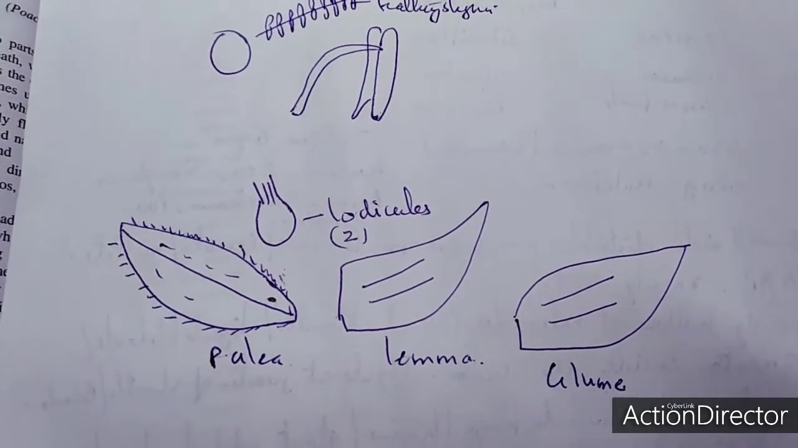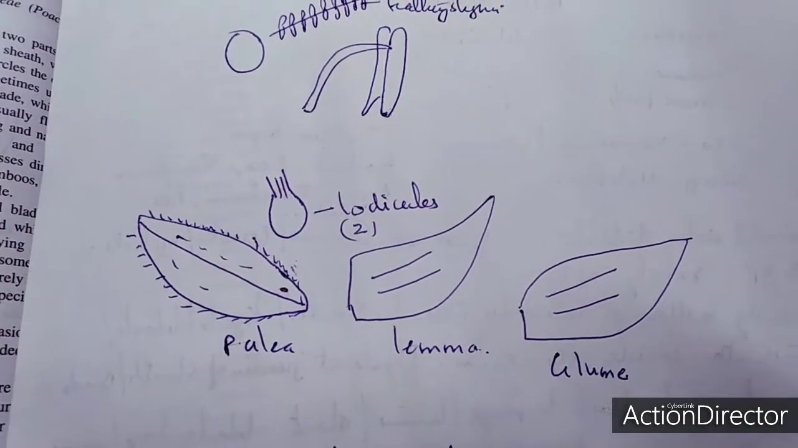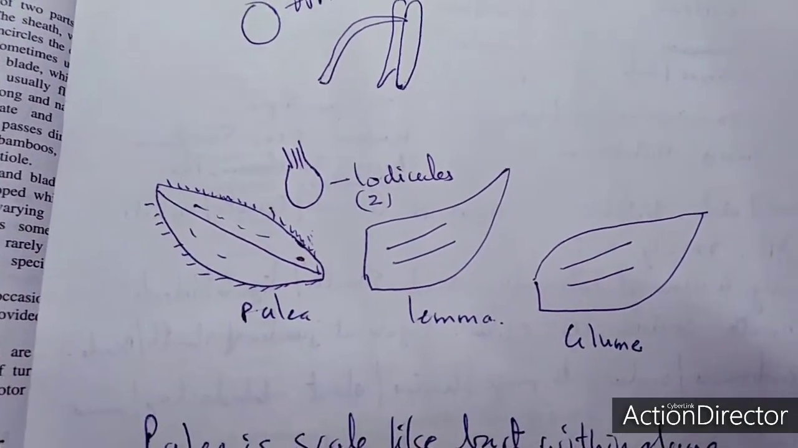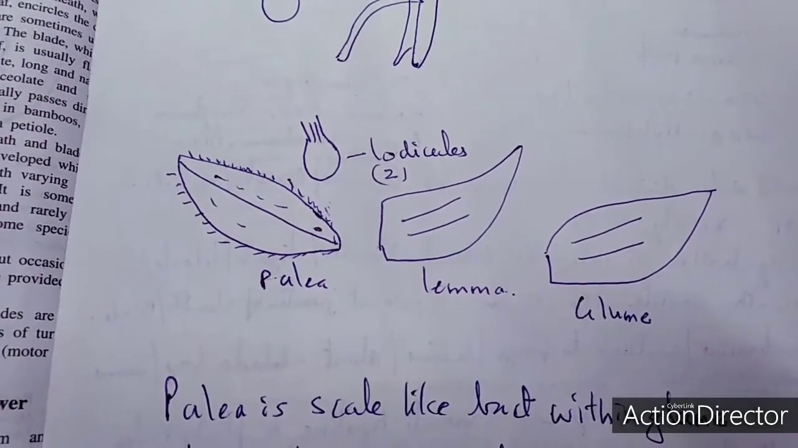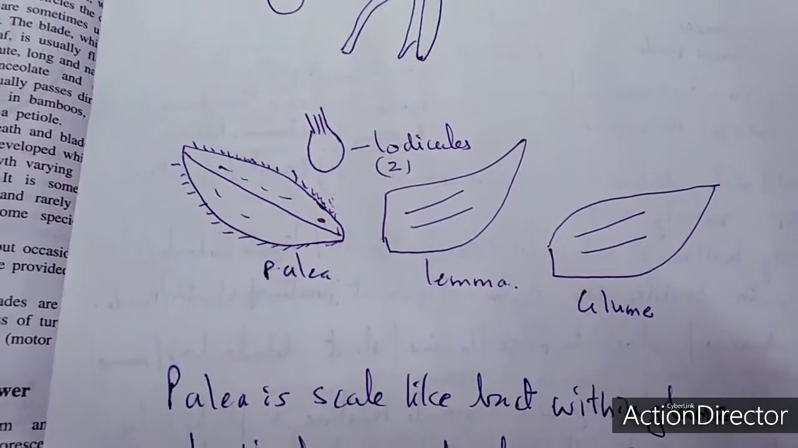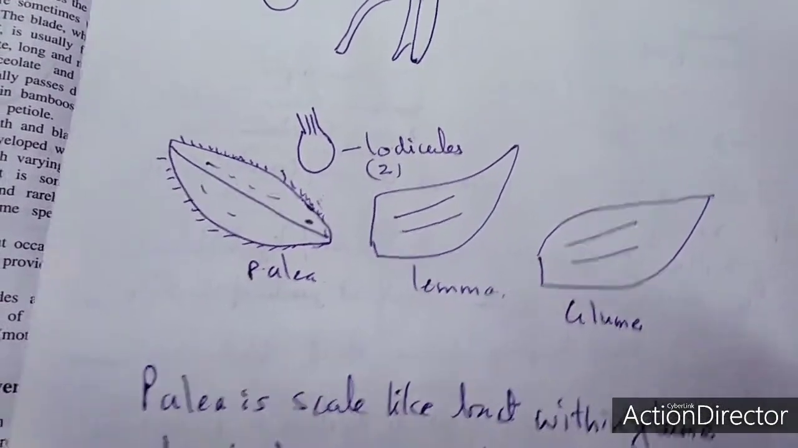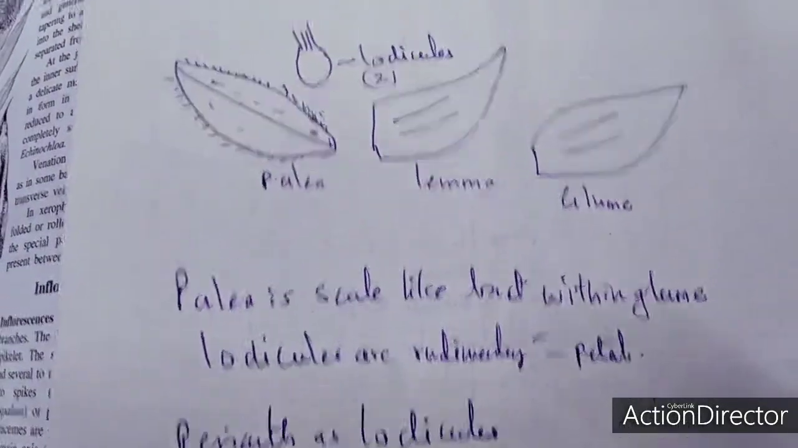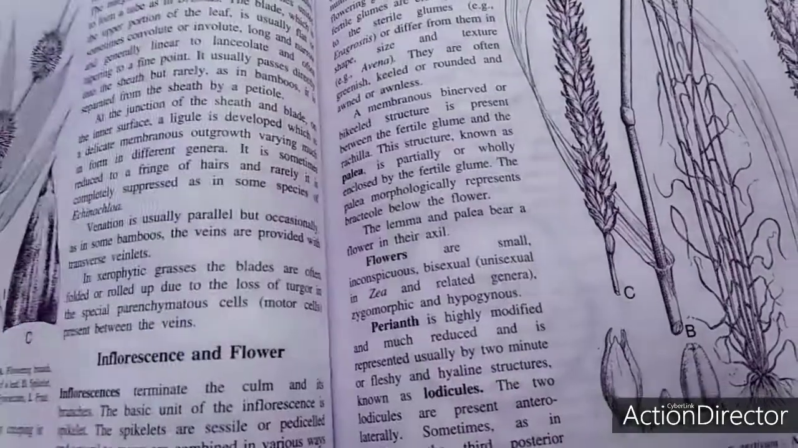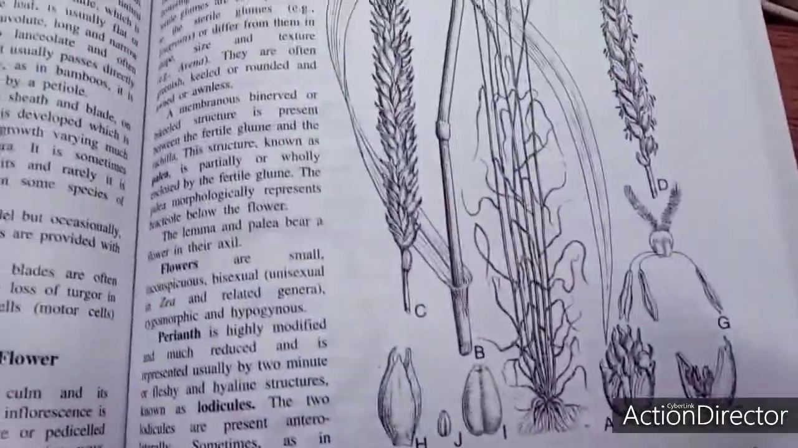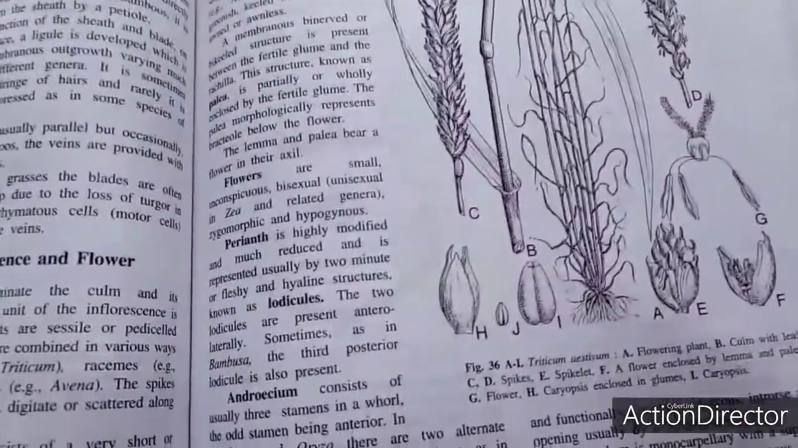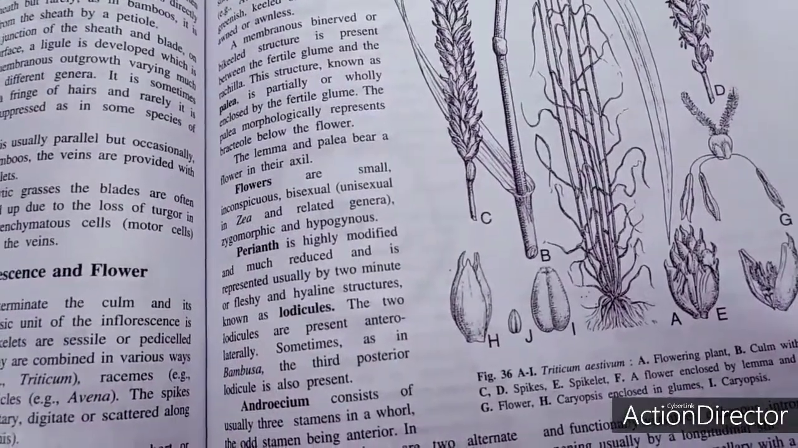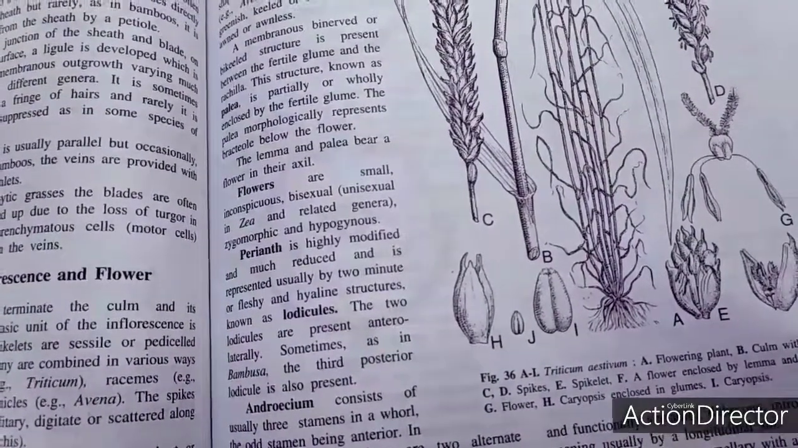Engler and Prantl suggested that the palea is a bract or bracteole. Lodicules are the second whorl of the bracteole. Scutellum is a shield shaped cotyledon, apart from the embryo. The coleoptile is the sheath that covers the plumule, and the coleorhiza covers the radicle. So these are the typical parts of the flowers, which form the spike or spikelet in the case of this Poaceae family. In the diagram you can find how this is growing. The lemma and palea bear a flower in their axil.